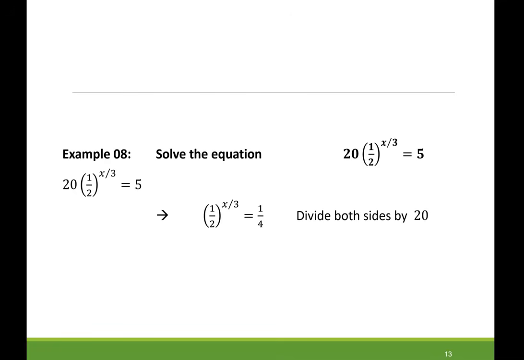And now what I notice when I look at the left-hand side and the right-hand side, I have a base of 1/2 on the left and a base of 1/4 on the right. Well, it's possible for me to rewrite those so they have the same common base, right? 1/4 I can recognize, well, that's just 1/2 squared. Will that always be the case? Will I always be able to do something like this?